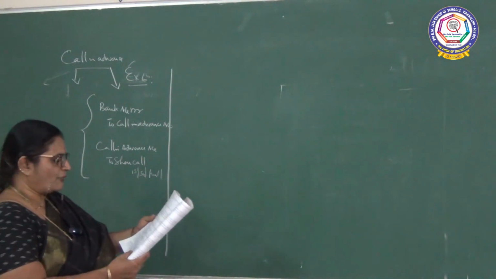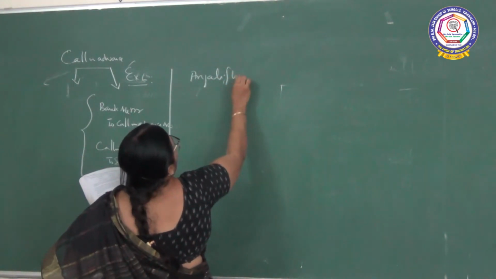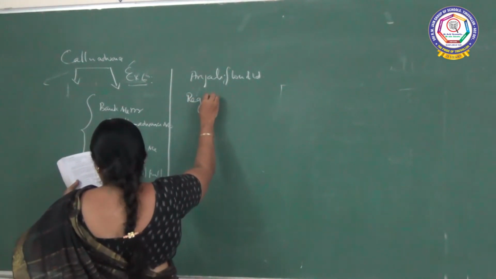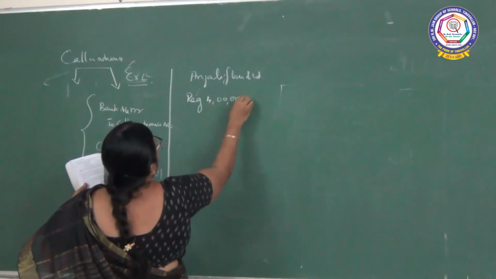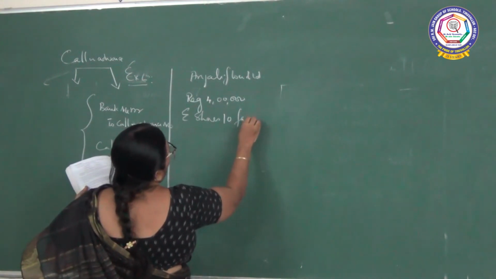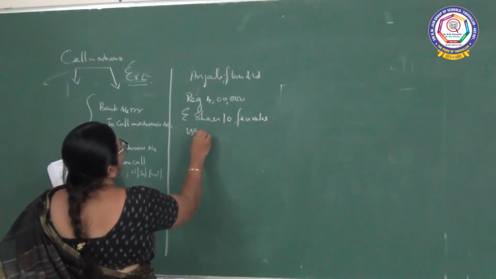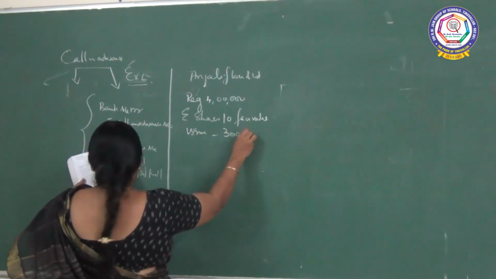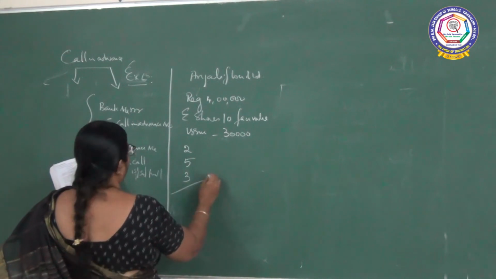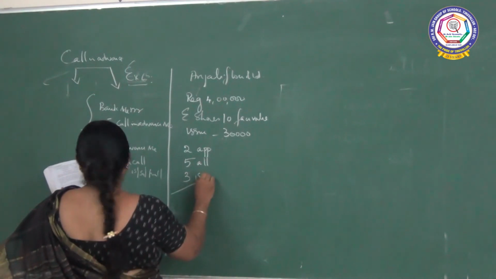Now Anjali Floor Limited, what does she do? She has a registered capital of 4 lakhs. We are going to issue equity shares of rupees 10 each. This is the face value. How are they going to collect the money? They are going to issue 30,000 of such shares, payable 2 on application, 5 on allotment, 3 on first and final call.